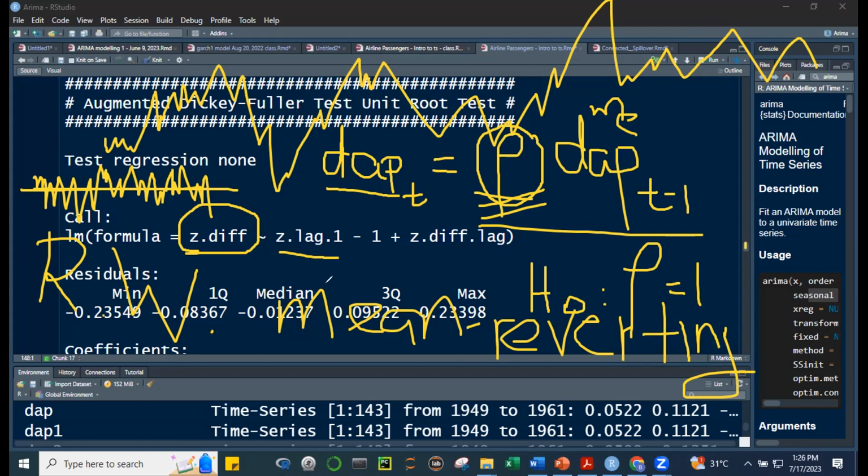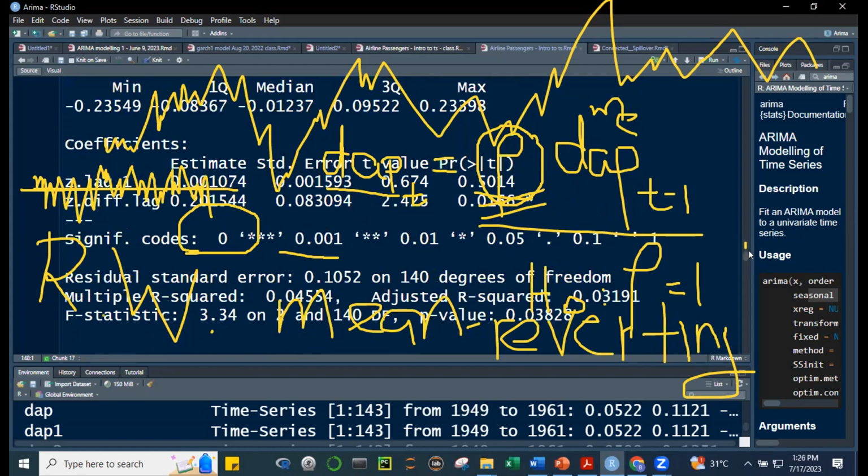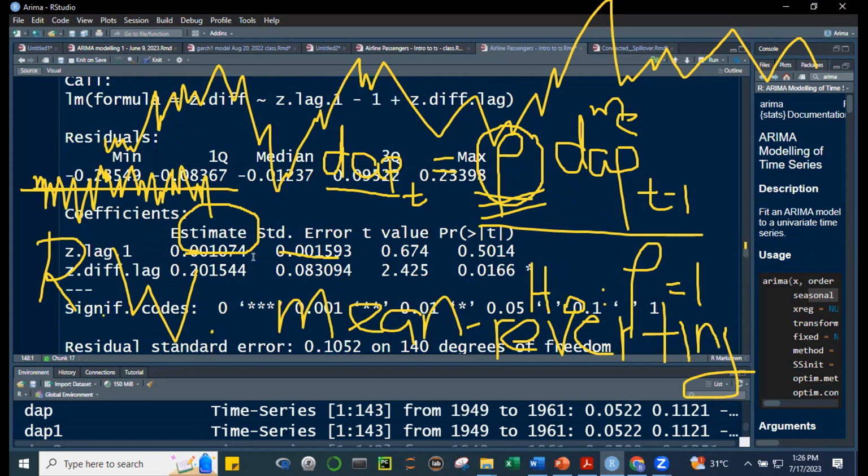Okay? So dito, ang tinetest natin, itong coefficient nito, yung rho. And here, we see that if we go down here, tingnan nyo to. Yan. Z.log 1, so this is your DAP T minus 1, di ba? The estimate is 0.001, and the p-value is 0.5. Okay, therefore, ano yung conclusion natin? What's our conclusion?